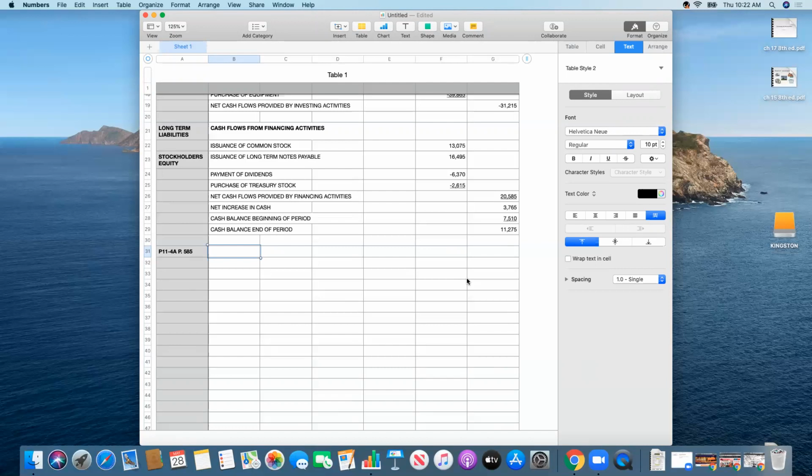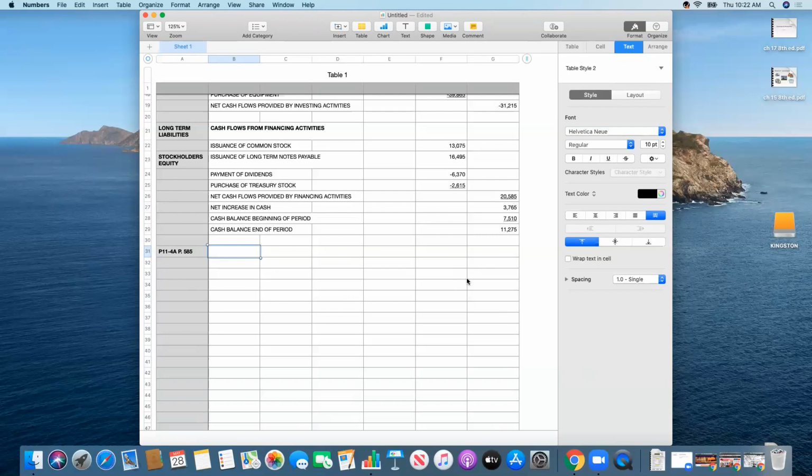Now look at the cash. The cash went from 227,800 to 254,600. 254,600 minus 227,800 is 26,800. So cash increased 26,800. That's the number we have to wind up with.